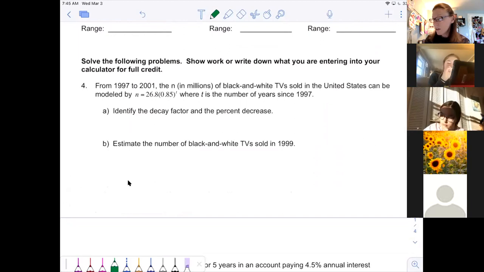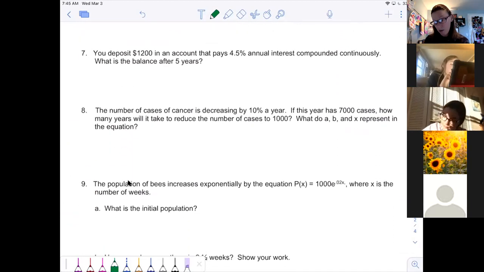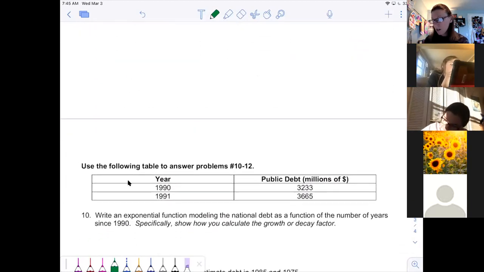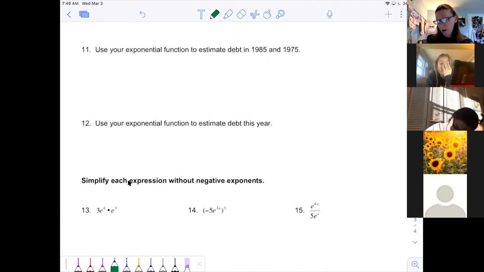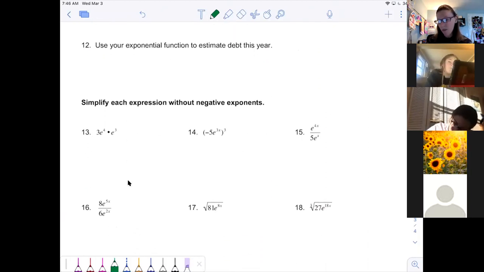And then there are some word problems on here, actually a bunch of word problems, going over the various word problems that we've discussed. Numbers 10 through 12 would be similar to the problem that we just did. For 10 through 12, you're going to calculate the growth or decay factor, and then you'll answer the questions. They are just like the problem we went over. And then it ends with some simplifying.